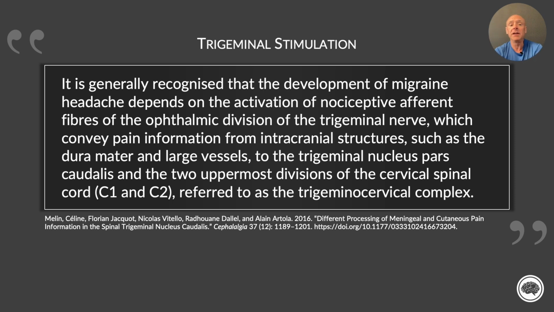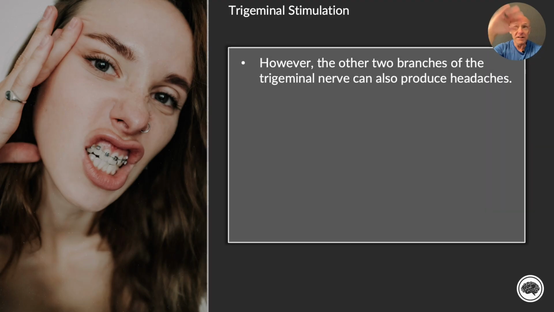This is going to convey pain information from the intracranial structures like the meninges, the dura mater, and large vessels. And this is going to go to the trigeminal nucleus and then ultimately down into what's called the trigeminal cervical complex, which is why headaches then evolve into lots of neck and shoulder pain and a lot of other stuff. So we know that there's this pathway involved. We know that we have to at some point figure out what to do about that.